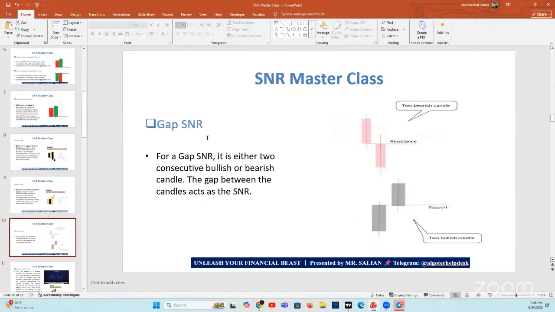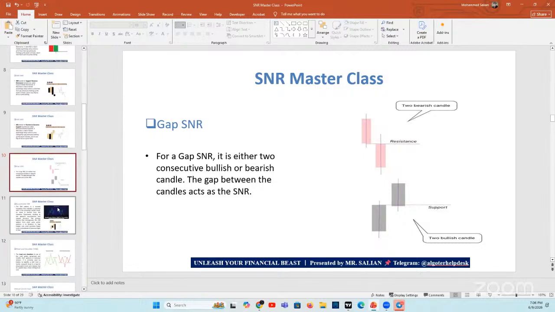The gap: there are two bearish candles. You will put your line in the middle, so the gap SNR is there. This will be resistance because this is a red candle. For the green candle, it's the opposite. You will put it there in the middle. There's a gap in the middle of those candlesticks, and that will be the support. That's it. Keep in mind.